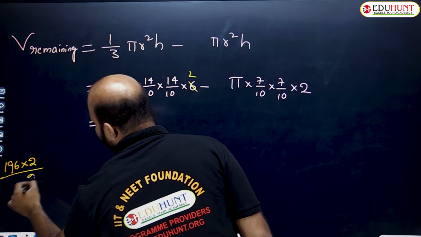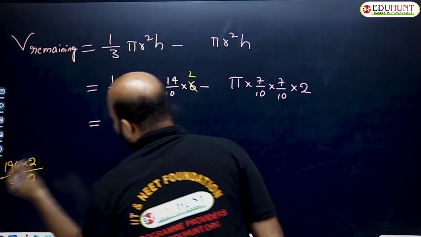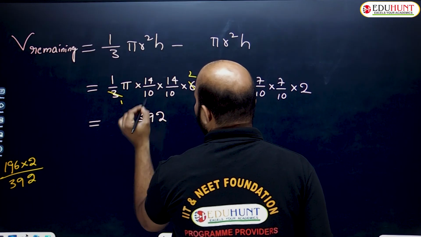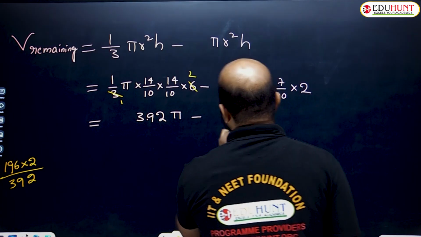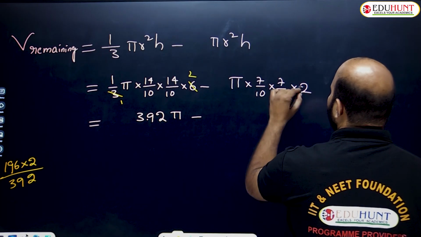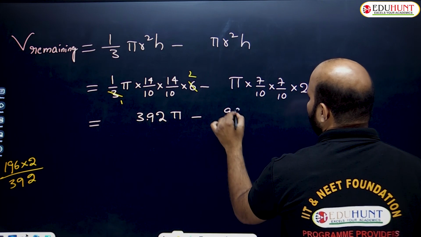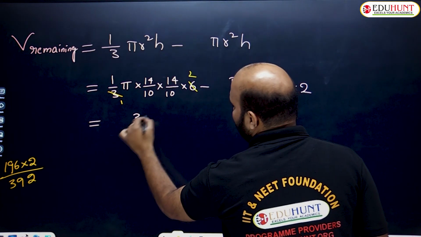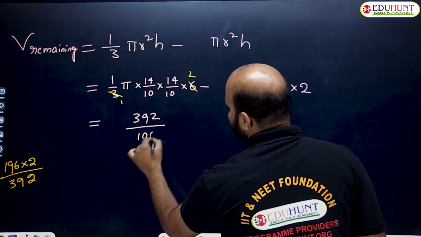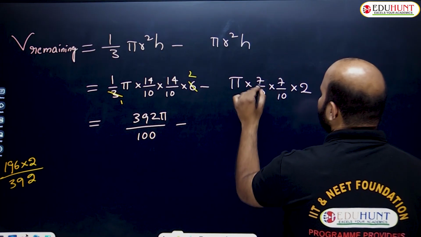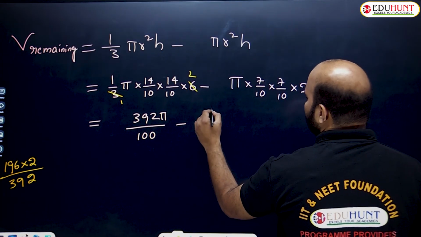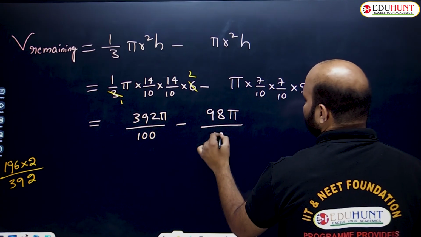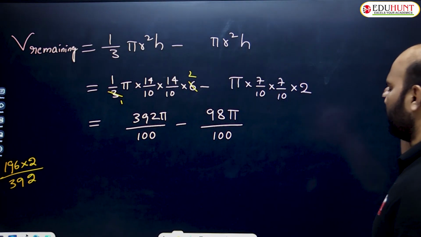What is the value? 392. So 392 whole by 100, that is, decimal point after two places, pi, minus 7 sevens are 49, 49 doubled is 98 by 100. So it can be written in the next step as 392 by 100 pi minus 98 pi whole by 100. Am I clear?